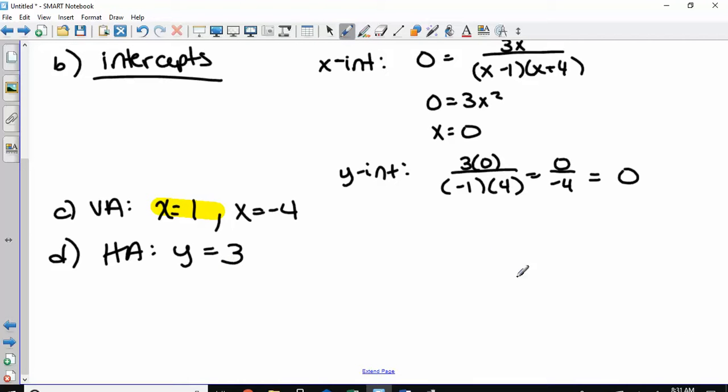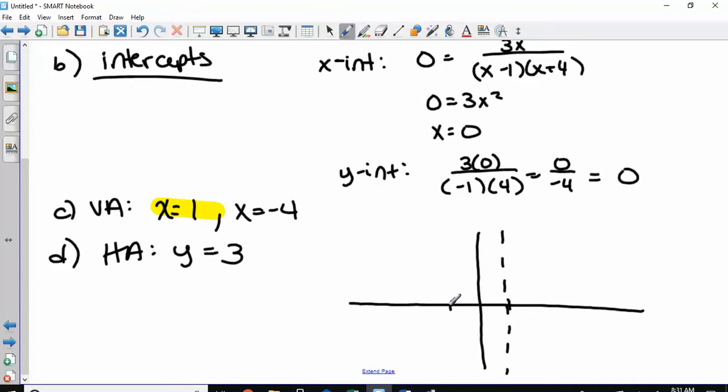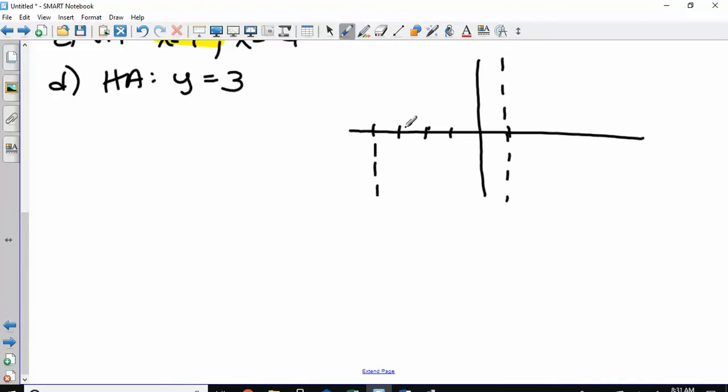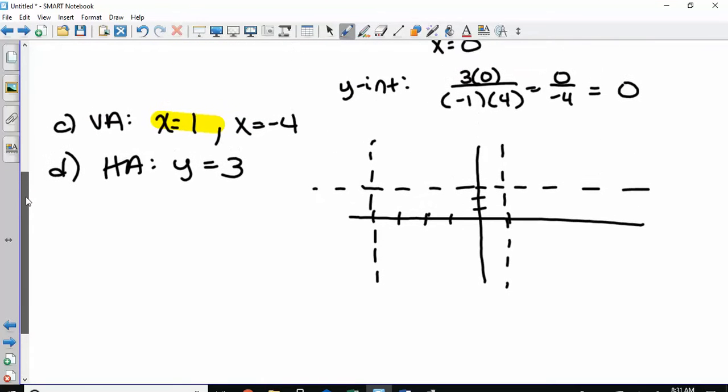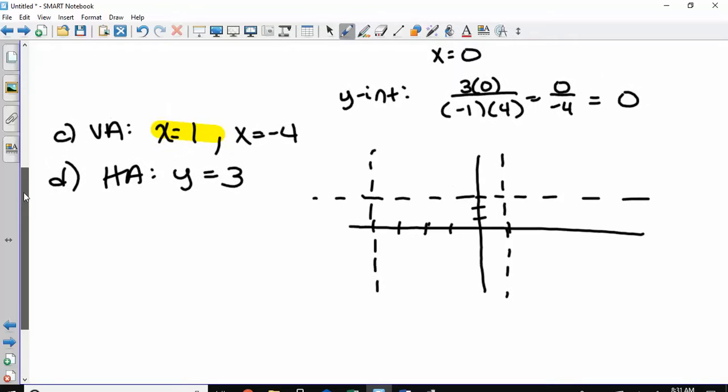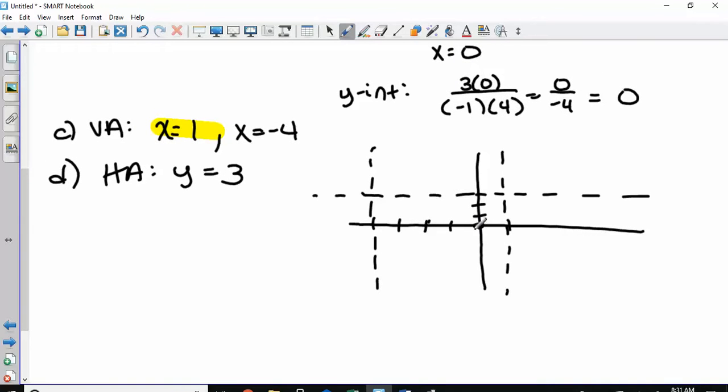Then I would expect you to graph all of this. So we have our vertical asymptotes at 1 and negative 4, and the horizontal at 3. I am going to be looking at your graphs and make sure you actually have all this stuff plotted where it's supposed to be, not just a random horizontal line. Put it where it belongs. The x and y-intercepts were both 0.